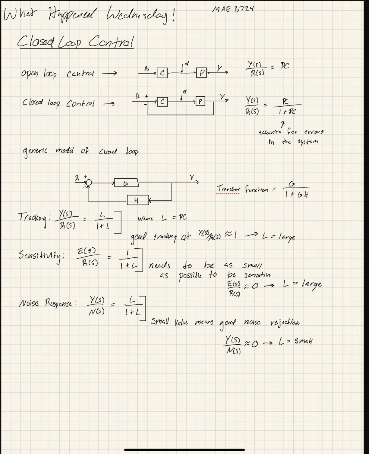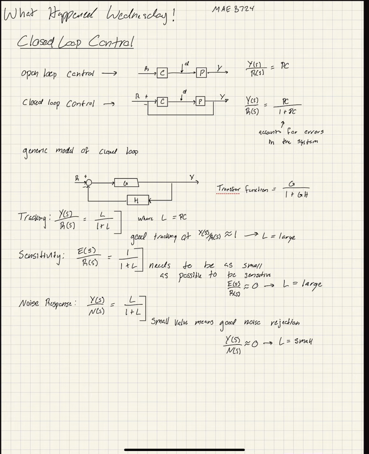To have a sensitive system, we look at the error over the input, where it is equal to the ratio of 1 over 1 plus L, and it needs to be as small as possible to be very sensitive. So we minimize this to 0, which means that we have to make our L large again. Notice how a system can have good tracking and good sensitivity.